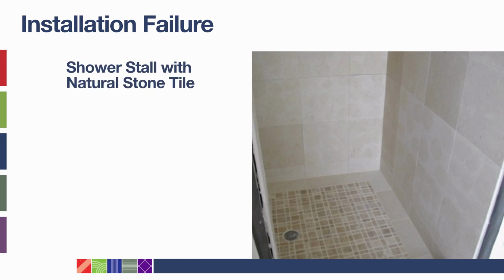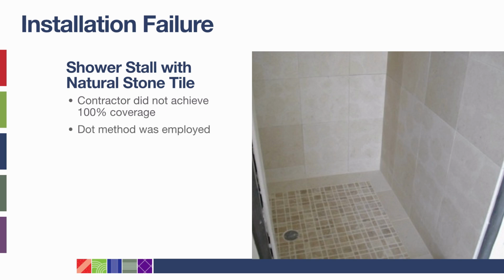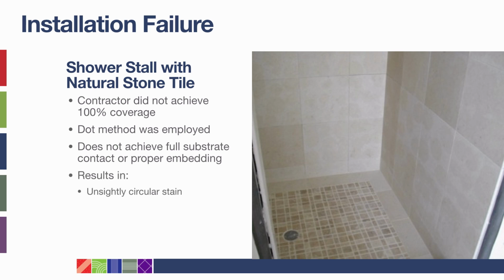The contractor responsible for this installation did not achieve 100% substrate coverage. You can clearly see gaps in coverage in this photo, which is a result of an installation technique known as the dot method. This method relies on applying dots of mortar to the backside of the tile only, which does not allow for full substrate contact or proper embedding, and can leave unsightly circular stains, efflorescence, and color variation beneath installed tile, as you can see here.